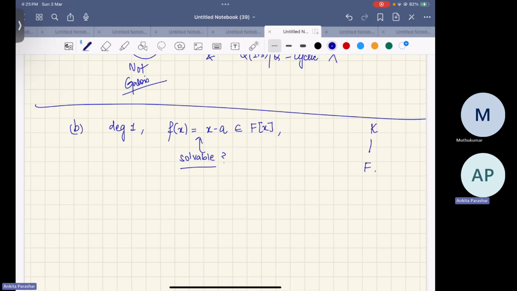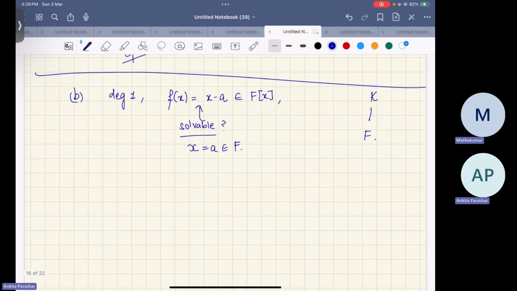What are the roots, first of all? Only a, which is in F. So is there any question of solvability? It's automatically solvable. Exactly. So this part is trivially solvable.